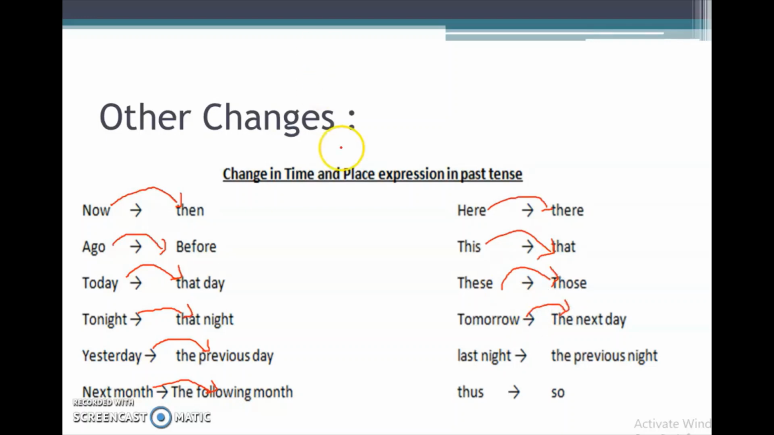Tomorrow changes into the next day. Last night changes into the previous night. Thus changes into so. These are the basic changes. If these words are present in a sentence that we have to convert into indirect speech, then we must change these words according to the rules discussed.